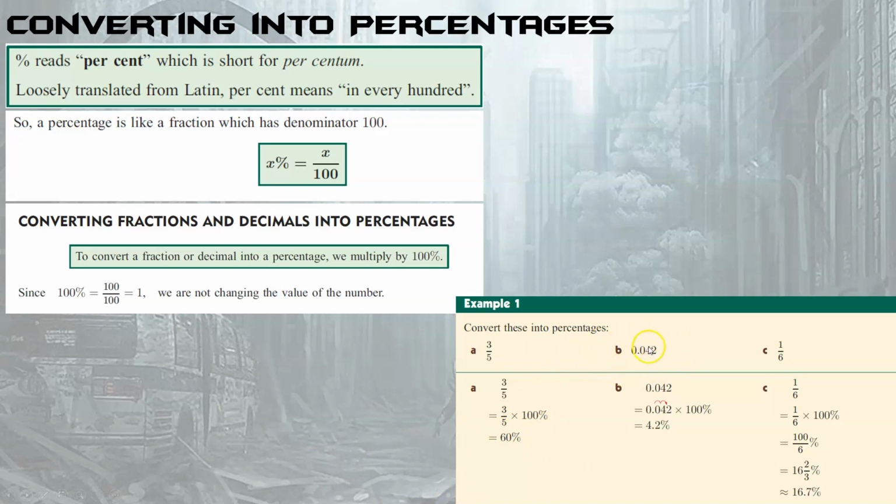If I look at a decimal place here and I want to convert, all I need to do is multiply by 100% again. So in a decimal case, all I do is I move the decimal 2 places because I'm timesing by 100.